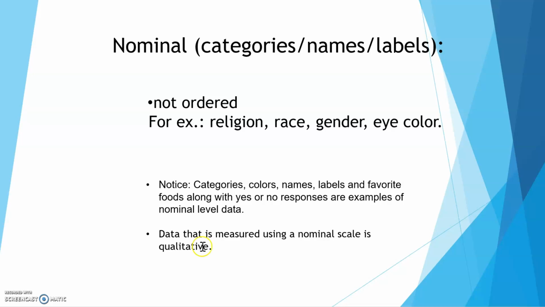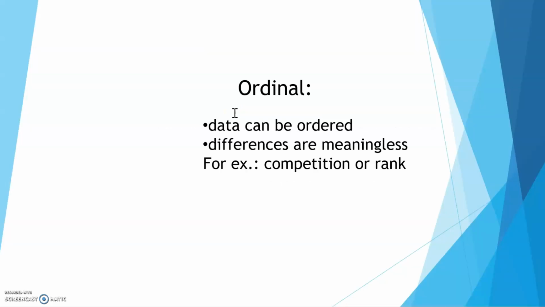Now notice that this is qualitative data. Remember, we've already talked about that. If it's a category, you can also call it qualitative. If it's a number, it's quantitative. Okay, so nominal, you can't put it into order. It's really just categories. Now, ordinal, you can put it in order, but the differences don't mean anything.